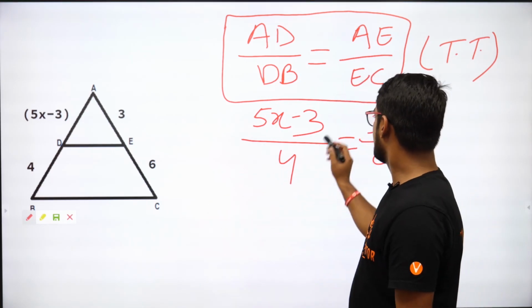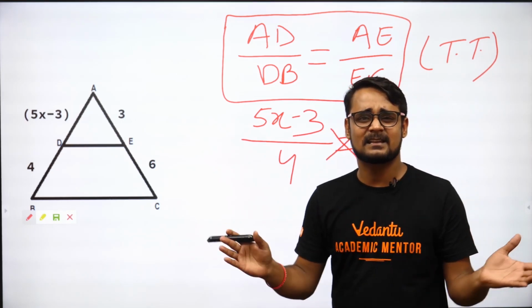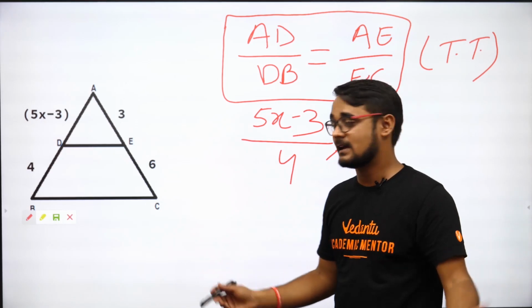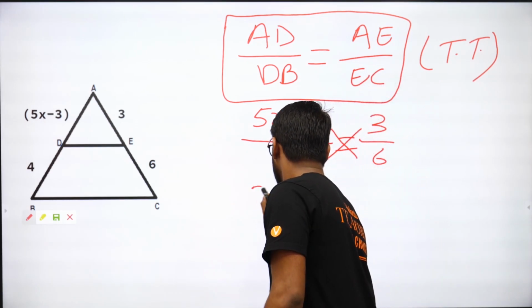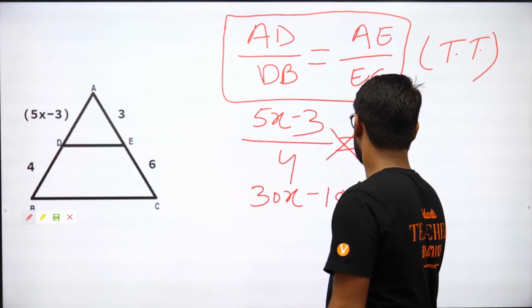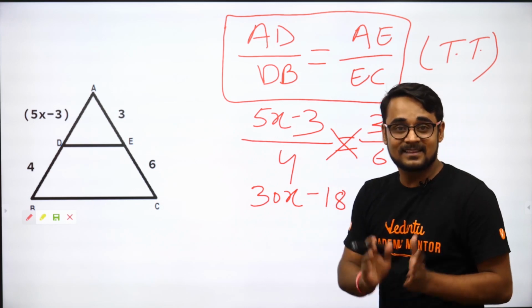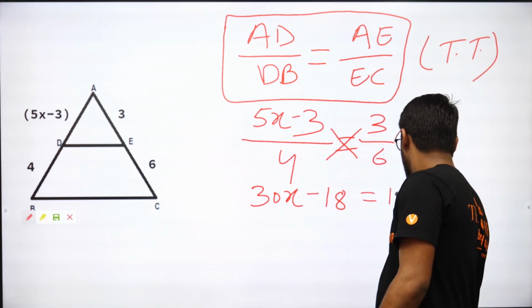So here, now what we will do? We will cross multiply it. That is the easiest method that you have studied in all the classes. If we cross multiply, what we are going to get? We are going to get 30x minus 18. 6 fives are 30x, 6 threes are 18, is equal to 12.